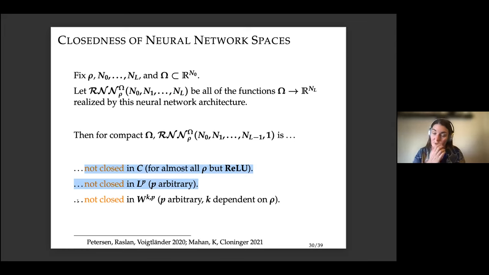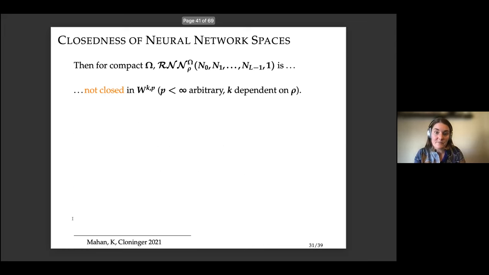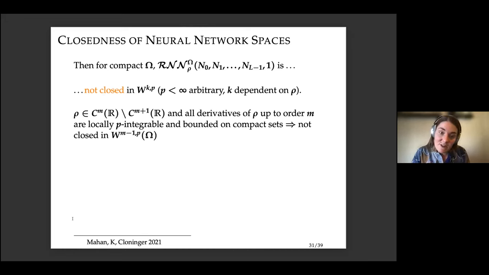So let me say a little bit more about what this means, k dependent on rho. First of all, at least the proofs as they are don't work for p equals infinity, but probably there is some way to get around that. So how is k dependent on rho? Well, if we have an activation function that is m times differentiable, but not m plus one times, and all the derivatives are locally p-integrable and bounded on compact sets, then this space of realizations of the neural networks is not closed in the Sobolev space of order at most m minus one.